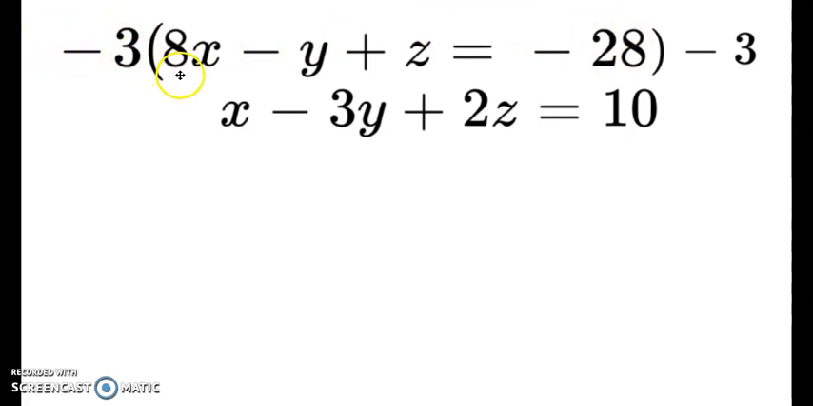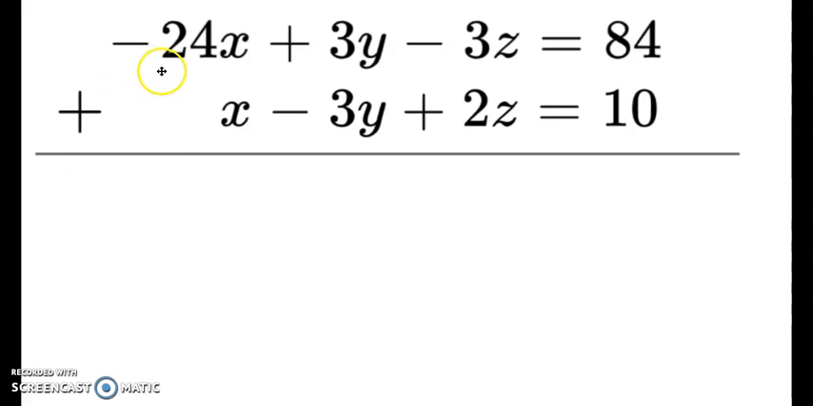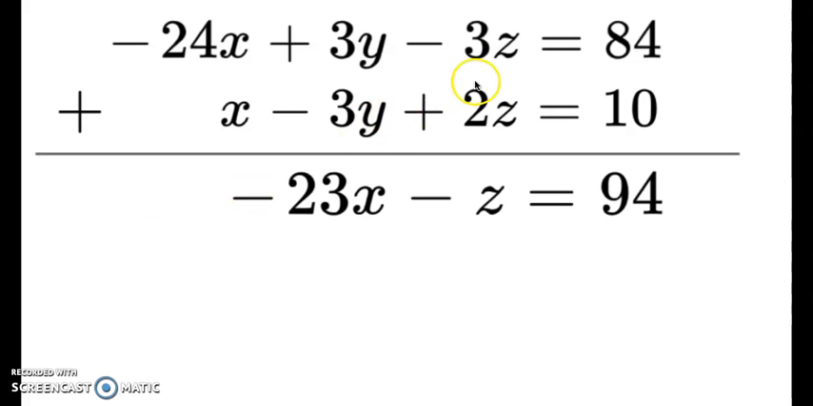-3 times 8 is -24. -3 times -y is +3y. -3 times z is -3z. Then -28 times -3 is +84. So now I have 3y, -3y that will eliminate. So I add. -24x plus x is -23x. -3z plus 2z is -z. 84 plus 10 is 94. So now I have my second equation with the y's gone.